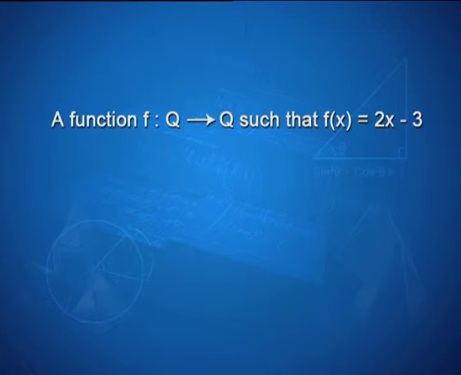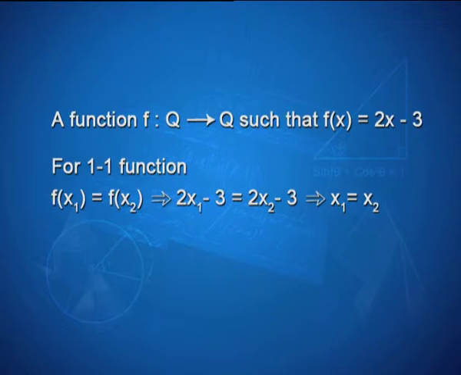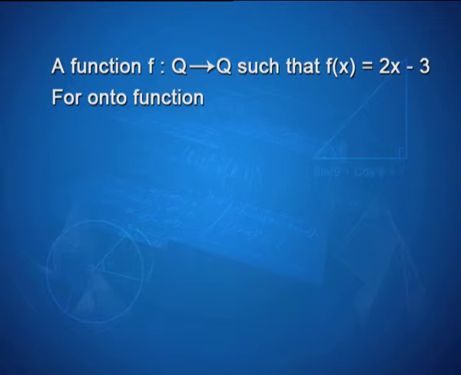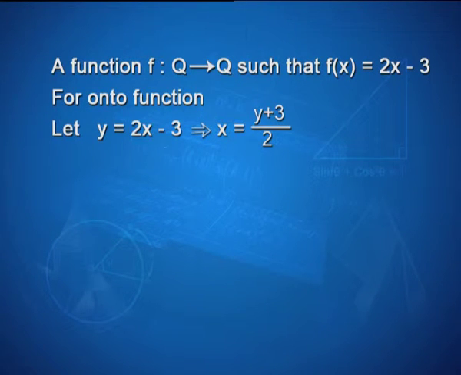A function f from set of rational numbers to set of rational numbers such that f(x) equal to 2x minus 3. Now, we have to check whether this function is bijective or not. Means to prove this function is bijective, it is sufficient to prove this function is 1-1 and onto. So, for 1-1 function, let us take f of x1 equal to f of x2. This implies 2x1 minus 3 equal to 2x2 minus 3. This implies on simplification x1 is coming equal to x2. So, this function is called 1-1 function. For onto function, let y equal to 2x minus 3.